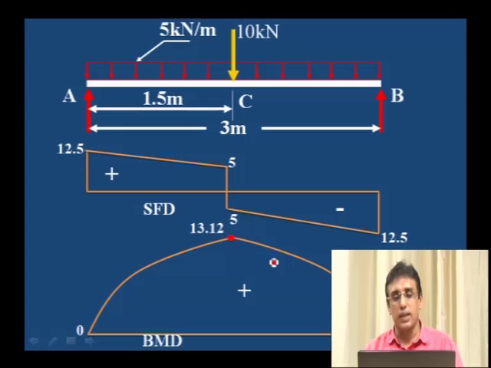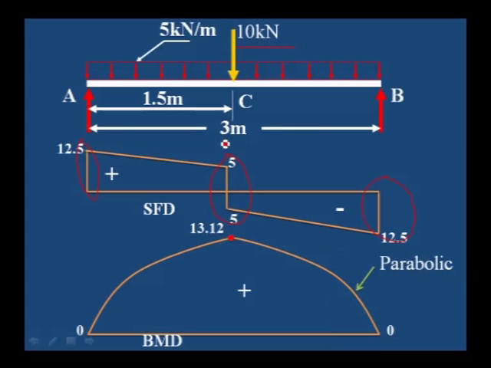This is the shear force and bending moment diagram for this particular beam. What you can observe here: 12.5 is the RB value, and on the left side 12.5 is the RA value. The central drop is equal to the 10 kilonewton. You can observe plus and minus 5 kilonewton, so the total drop is 10 kilonewton, and the shear force changes its sign at the center point. Therefore, bending moment is also maximum at the center point.